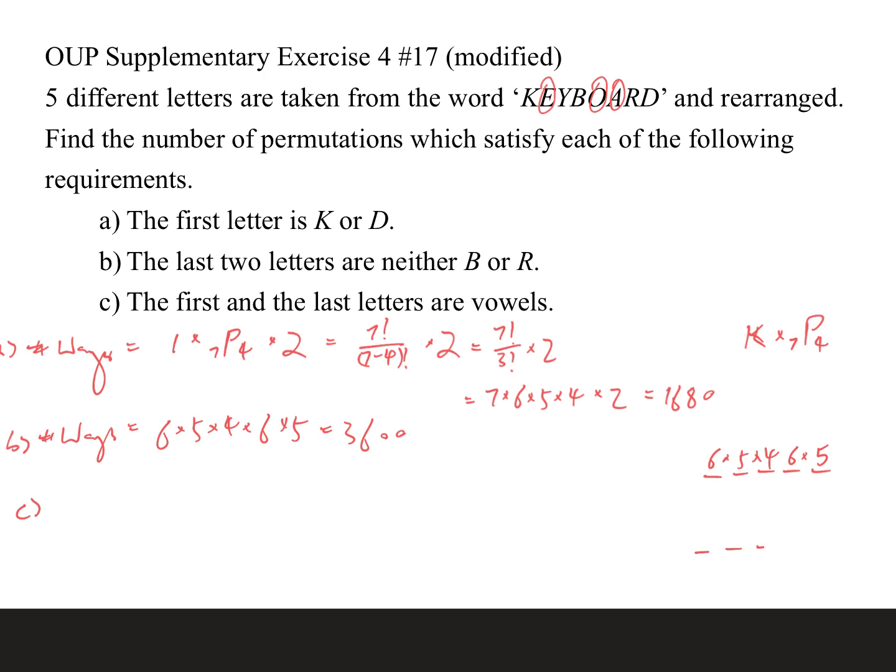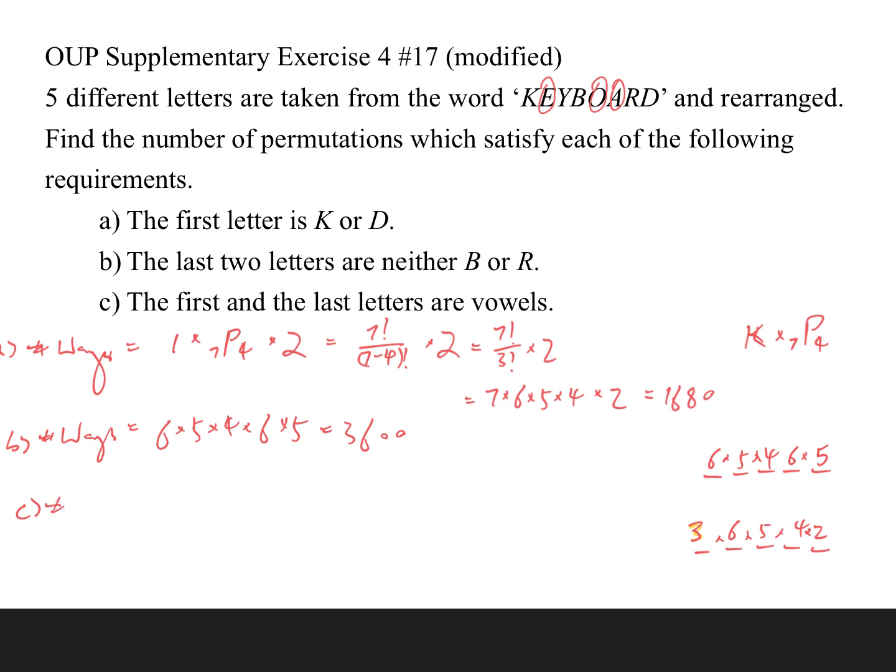So the first one is a vowel. We have 3 choices. And then for the last letter, we have used up 1 vowel already, so we have only 2 choices. Now, for the middle alphabets, we can use whatever we like. We have a total of 8 alphabets, and we have used up 2 already. So 6 choices here, 5 choices, and 4 choices.